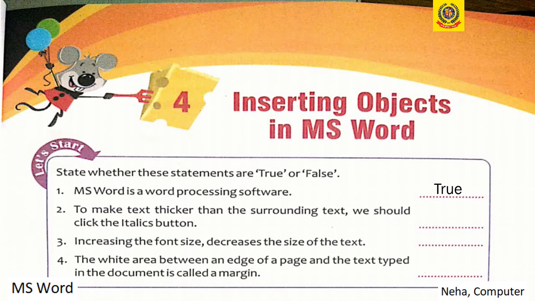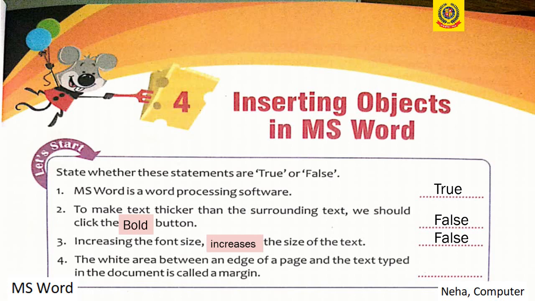Next, to make text thicker than the surrounding text, we should click the italics button. It is false, because instead of italics, bold button should be used. Third, increasing the font size decreases the size of the text. It is also false, because when we increase the font size, it increases the size of the text.